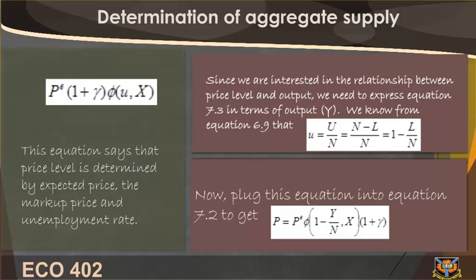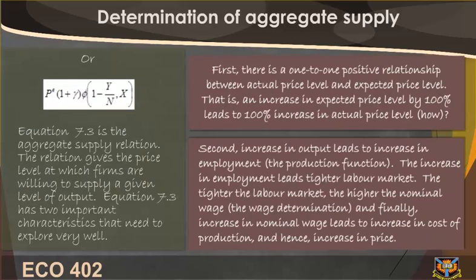This equation says that price level is determined by expected price, the markup price, and unemployment rate. Since we are interested in the relationship between price level and output, we need to express equation 7.3 in terms of output Y. We know from equation 6.9 that. Now, plug this equation into equation 7.2 to get. Or, equation 7.3 is the aggregate supply relation.